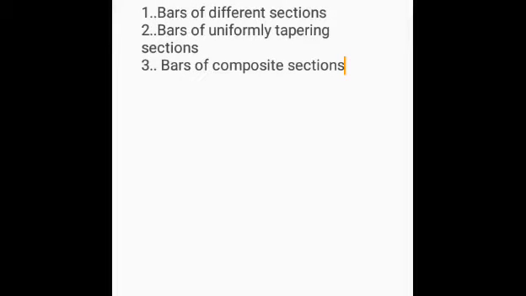We'll be discussing the types of bars of varying section. The first one is bars of different section. The second is bars of uniformly tapering section, and the third is bars of composite section. For this video, we'll be studying the bar of different section first, while in subsequent videos we'll study the composite and tapering sections. To study bars of different section, let us use an example.